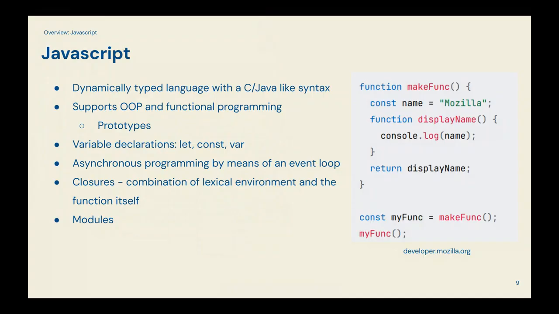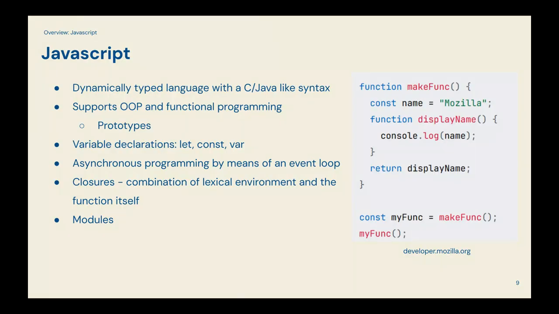JavaScript has three variable declaration keywords. Const declares a constant, which is a value that can't be changed. Let declares a block scope variable, pretty standard, and var is mostly deprecated.